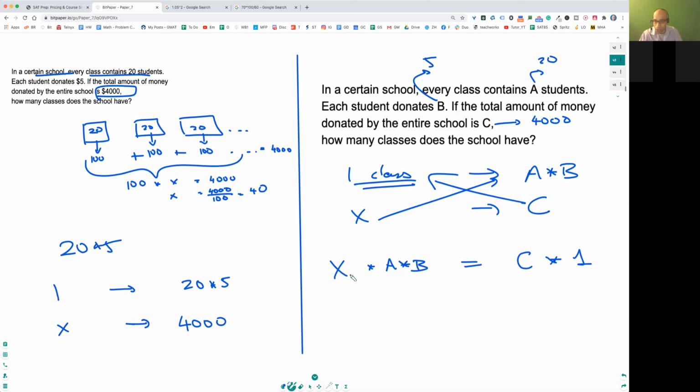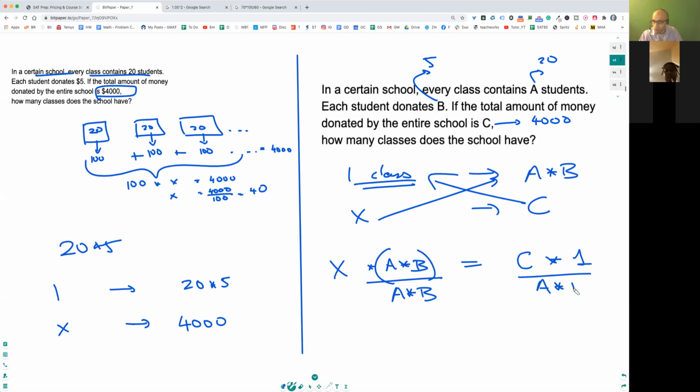Okay, now you just got to think about this A times B, right? X times this whole guy here is going to be divided, right? Divided by A times B. So it's going to be divided over here, and it's going to be divided over here.